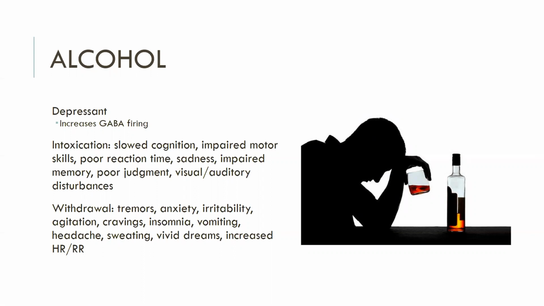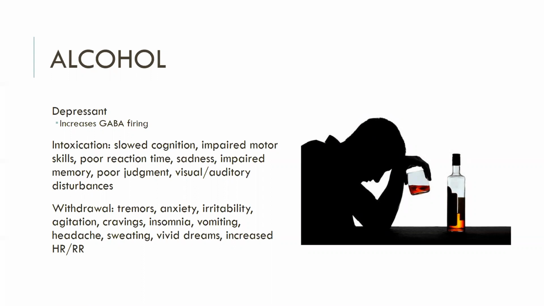So alcohol is a depressant. It works by increasing the firing of GABA in the brain. GABA is our brain's primary inhibitory neurotransmitter, meaning that when it fires, it kind of contributes to the brain powering down. So by increasing this inhibitory neurotransmitter, alcohol is directly powering down the brain, so to speak.